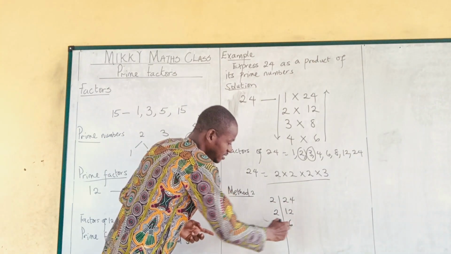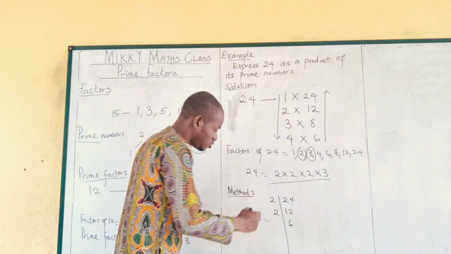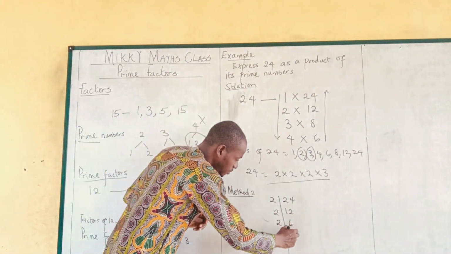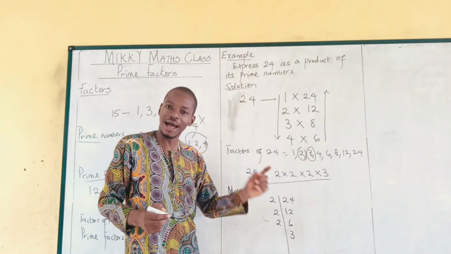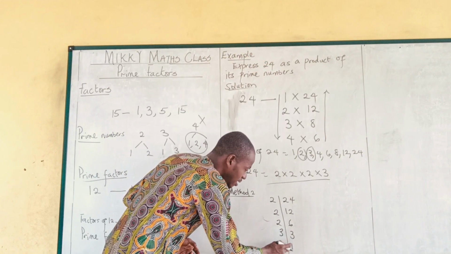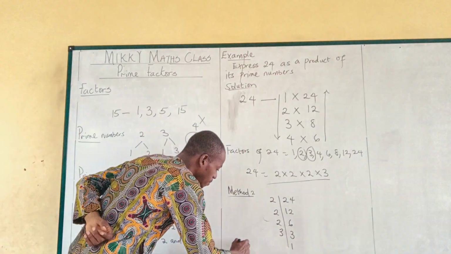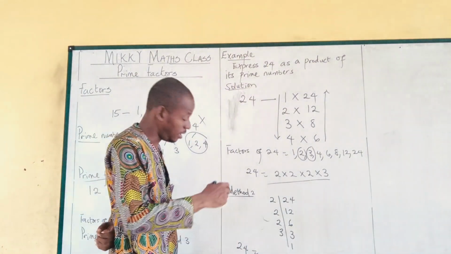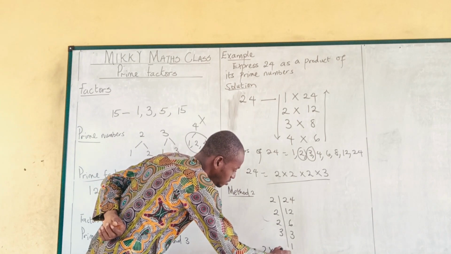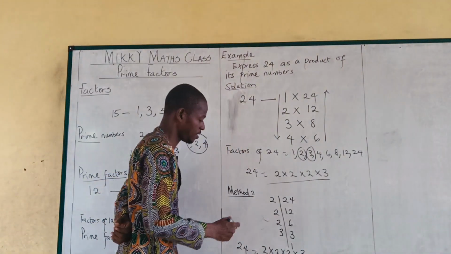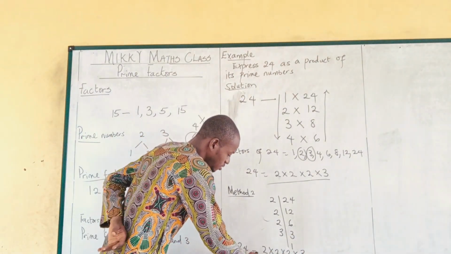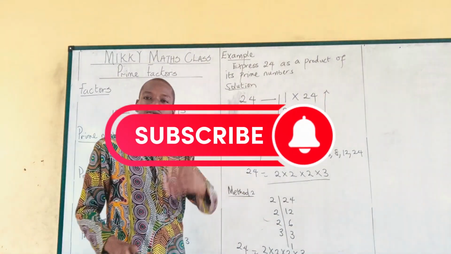2 in 12, that's 6. I can still use another number, 2. 2 in 6 will give me 3. Now I'm left with 3. I cannot use 2 again. I use 3 to divide. So 3 here, 1. So 24 as a product of its prime numbers will give us 2 times 2 times 2 times 3. 2 times 2, 4. 4 times 2, 8. 8 times 3, 24.